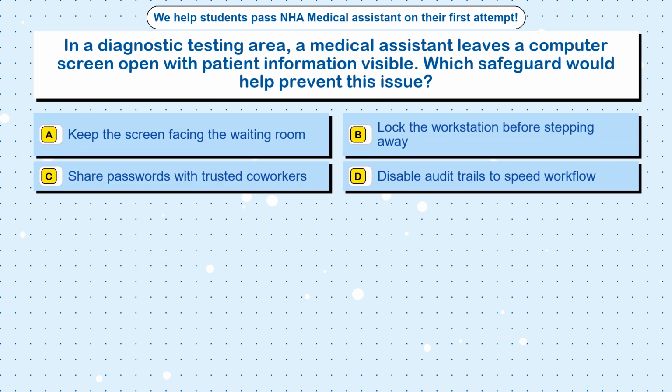Question 97. In a diagnostic testing area, a medical assistant leaves a computer screen open with patient information visible. Which safeguard would help prevent this issue? Option A, keep the screen facing the waiting room. Option B, lock the workstation before stepping away. Option C, share passwords with trusted co-workers. Option D, disable audit trails to speed workflow.